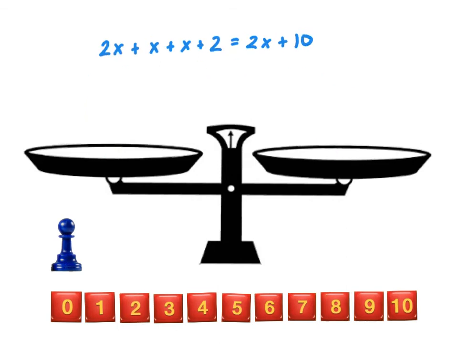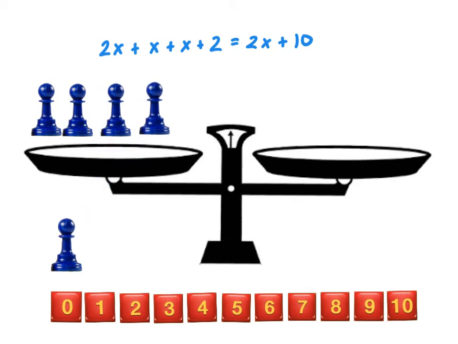Here's another example, and if you're ready to try this on your own, pause the video. Either set it up or draw pictures yourself, and then unpause the video when you're done to check your answer. We have 2x's. Remember, this means 2 times x, not 2 plus x. Then we have another x, and a 2. So another x, and then a 2. And on the right-hand side, we have 2x, which means 2 x's, and then a 10.